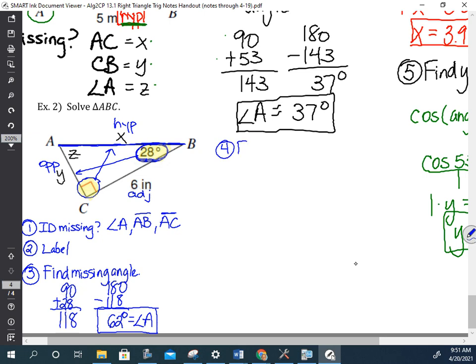So step 4, find x. To find x, we pretend that y doesn't exist, just like we did in the other problem. If we pretend that y doesn't exist, that means the opposite doesn't exist. You have an adjacent, you have a hypotenuse. Adjacent and hypotenuse, is that sine, cosine, or tangent?